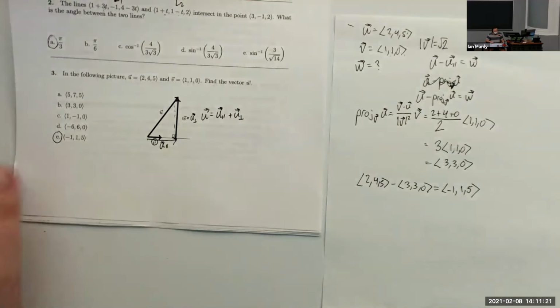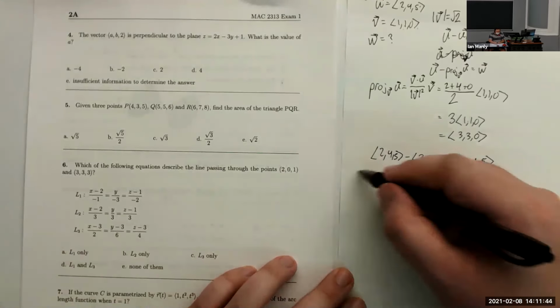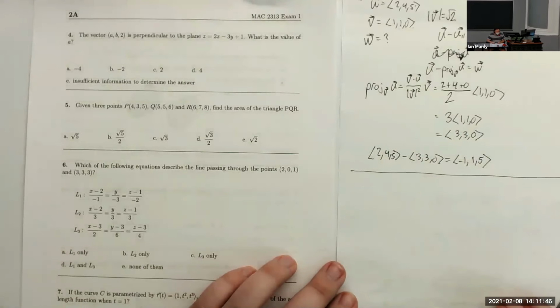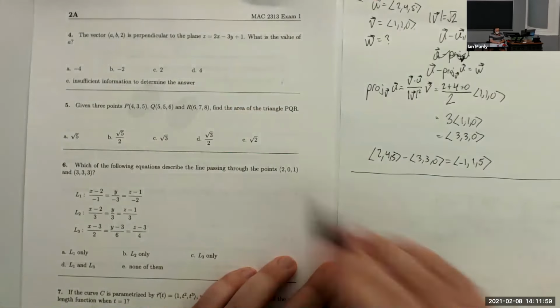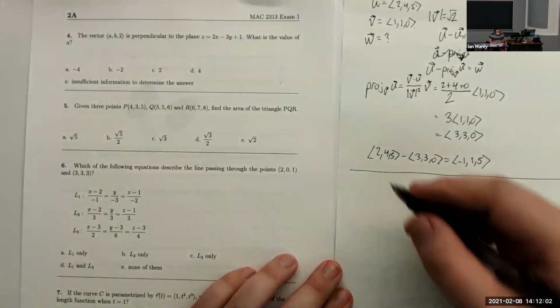All right, let's go on to our next set of questions. The vector A, B, 2 is perpendicular to the plane z equals 2x minus 3y plus 1. What is the value of A? And they have the dreaded "insufficient information to determine this answer." In terms of exams, most of the time that's not correct, but sometimes it is. Sometimes they really don't give you enough information to solve the problem. So you can't entirely rule this one out. Let's see if this is one of those problems.